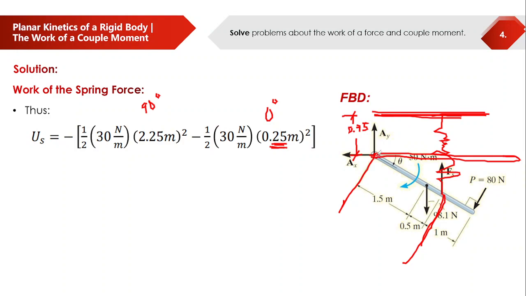So, to get the horizontal component of the displacement ng spring natin, that will be your vertical component, okay? That will be this one. Ang hinahanap natin dito, class, is yung length ng spring natin at 90 degrees. So, to solve that one, that will be 1.5 plus 0.5, that will be 2 meters.